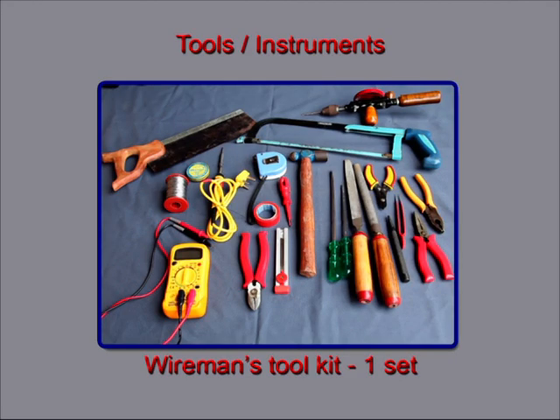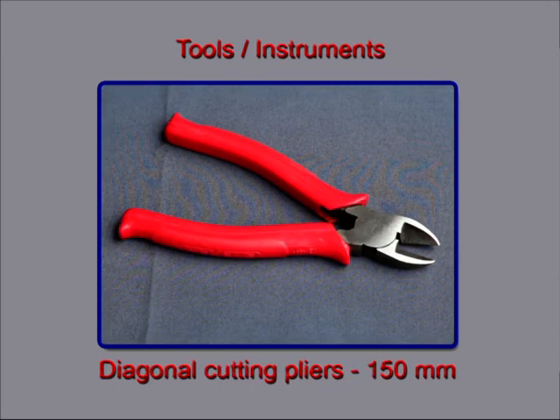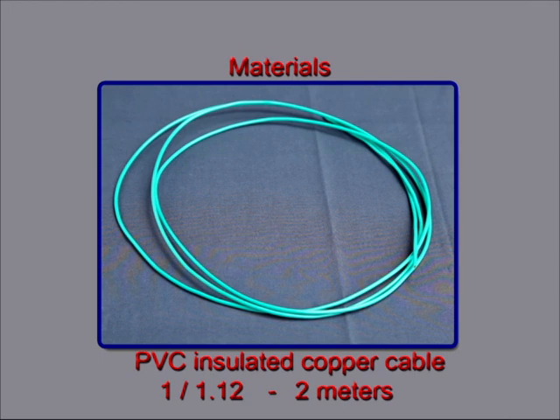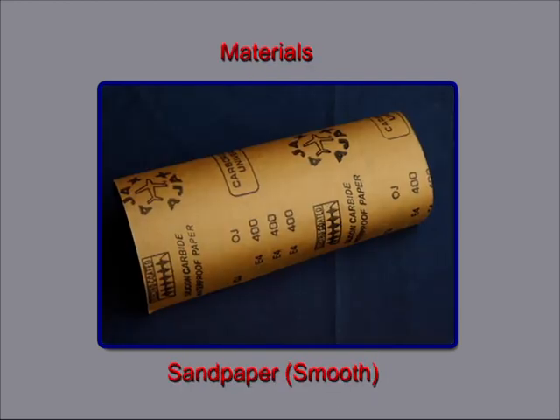Requirements: tools and instruments. Wireman's toolkit, 1 set. Steel rule, 300 mm. Diagonal cutting pliers. Materials: PVC insulated copper cable, 1 by 1.12, 2 meters. Cotton cloth. Sandpaper, smooth. Procedure.